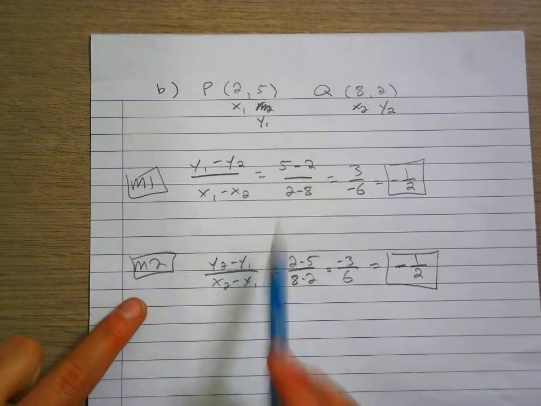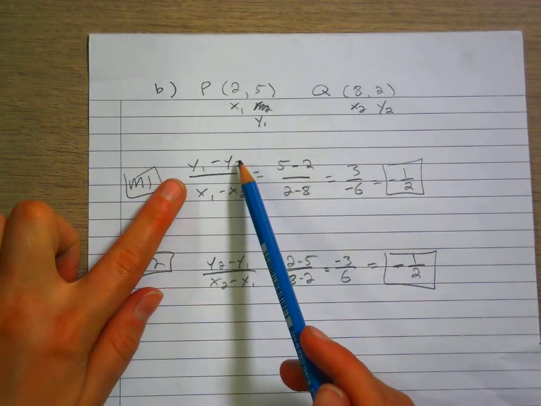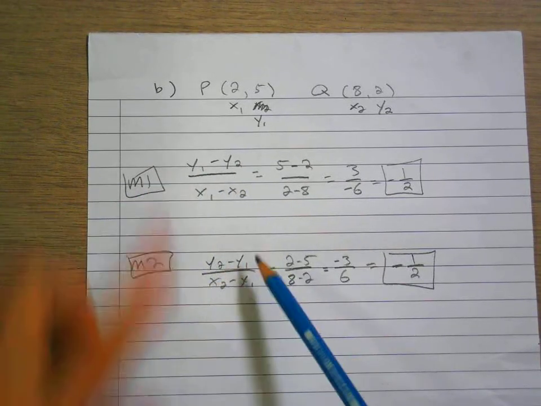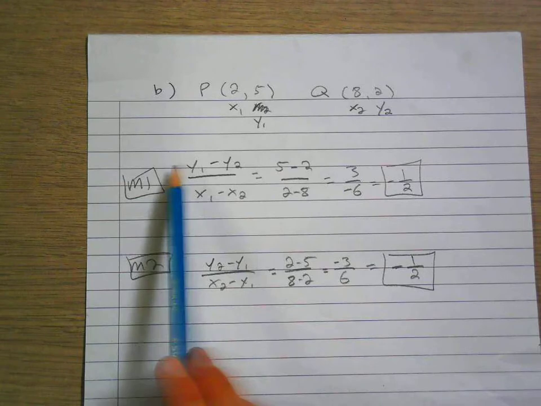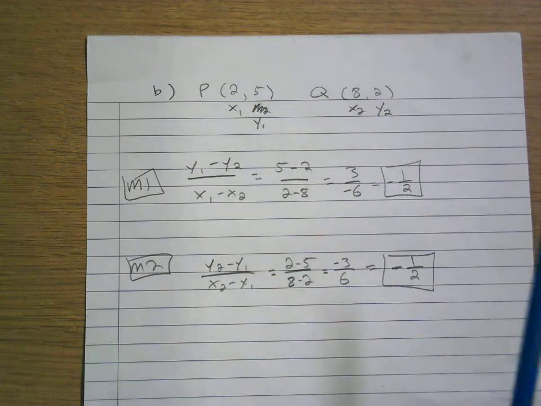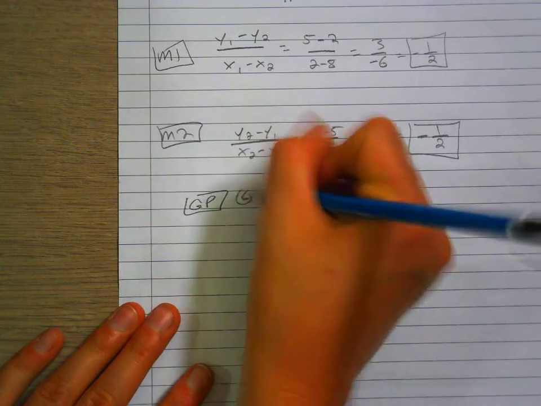So you can see it doesn't matter which way you do it, you get the same answer as long as the 2's are together and the 1's are together. And the y's always have to be on top, because those represent rise. Try that on guided practice 6 and 7.